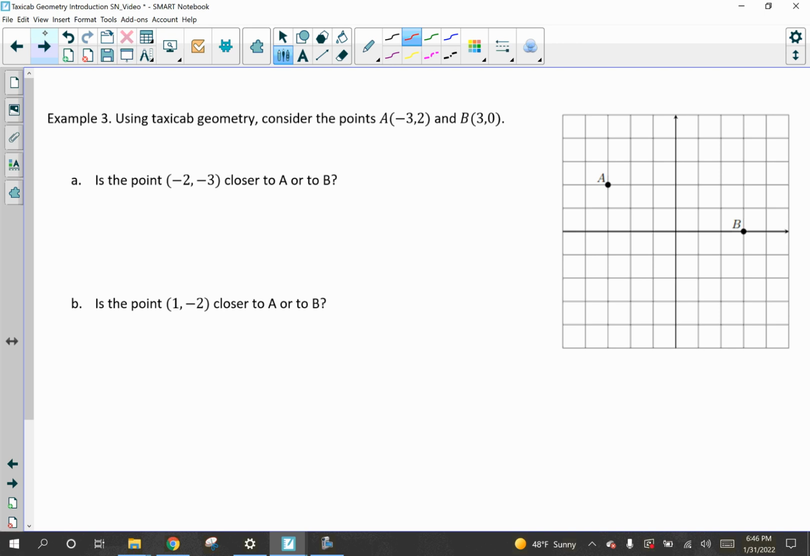Example 3. Using taxicab geometry, consider these 2 points. Is the point -2, -3, which we'll call point C, closer to A or B? Let's use the formula for this one, and then for the second one, we will use the graph.